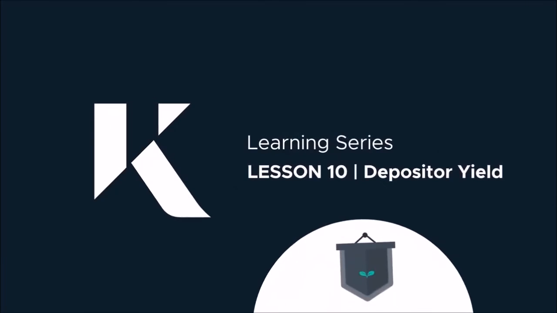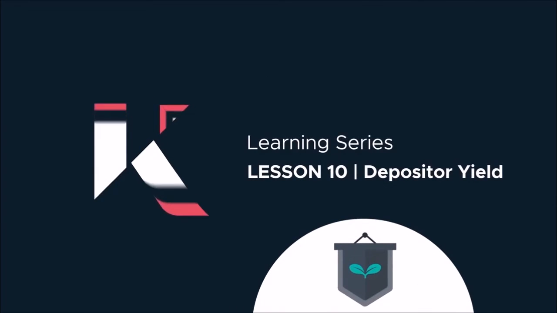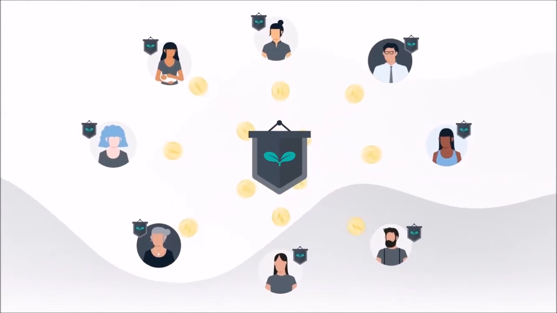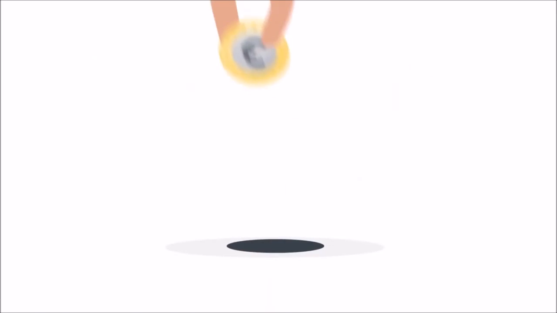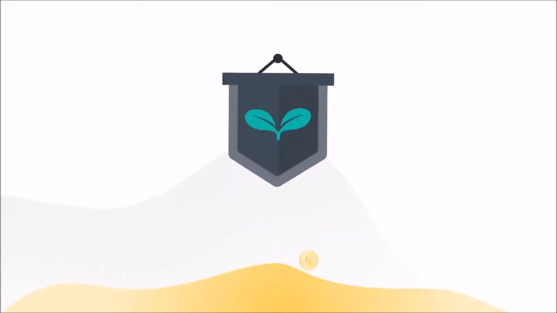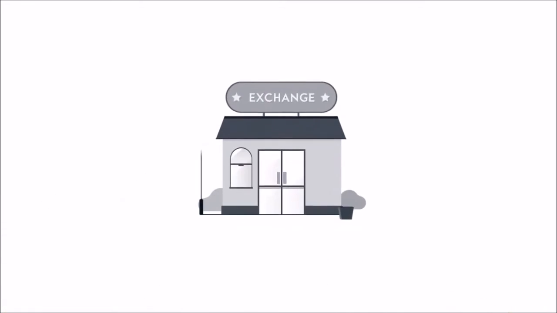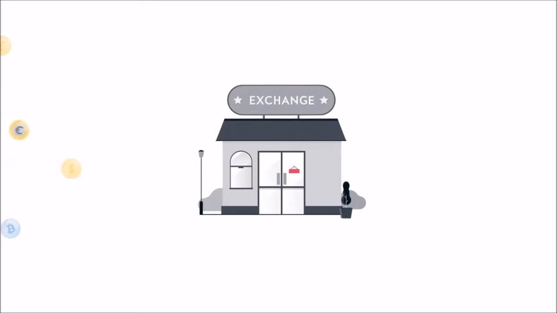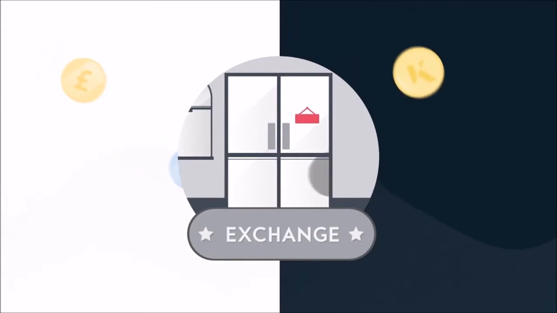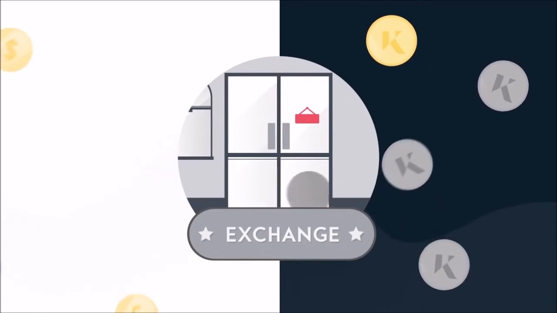Lesson 10. Depositor Yield. We like to reward new customers, and what better way to do this than a depositor's yield? Simply put, this yield rewards each person based upon their initial deposit and purchases in the Kinesis exchange. After you've deposited fiat or cryptocurrency into your Kinesis money account, you can then use the Kinesis exchange to buy KAU or KAG.